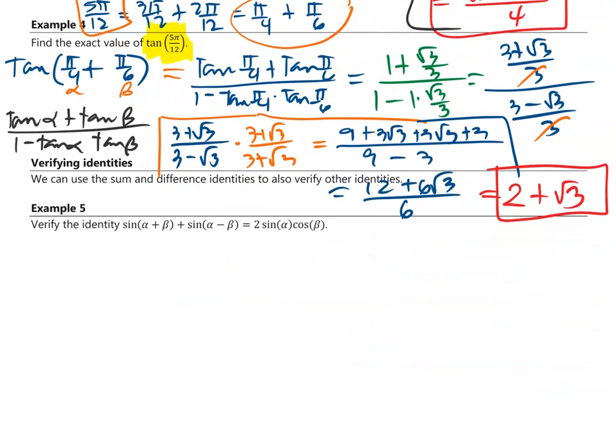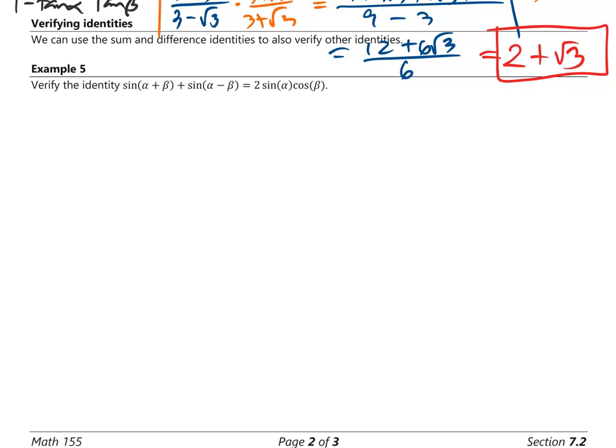Okay. Next one. Let's verify the identity: sine of alpha plus beta plus sine of alpha minus beta is equal to 2 sine alpha cosine beta. So remember, when you verify an identity, you can choose the left hand side to simplify so that it is equal to the right hand side.